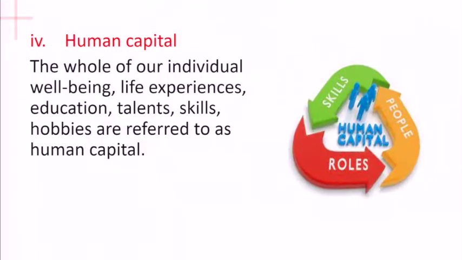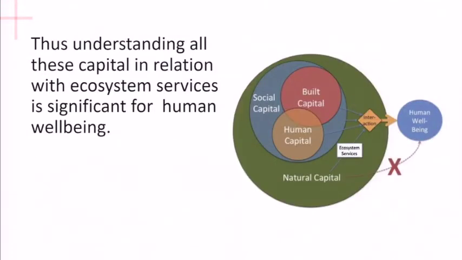The fourth capital is the human capital. Human capital is nothing but human beings. The human beings are equivalent to money. The individual well-being, the life experiences that each one gets, the education, the talent, and the skills that each individual is made up of become the human capital. Thus, understanding all these capitals in relation to the ecosystem services is significant if we need to have a healthy human well-being.